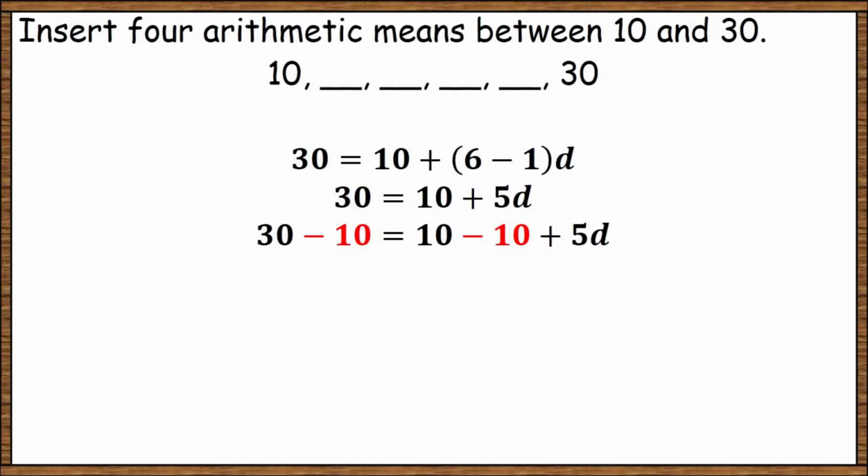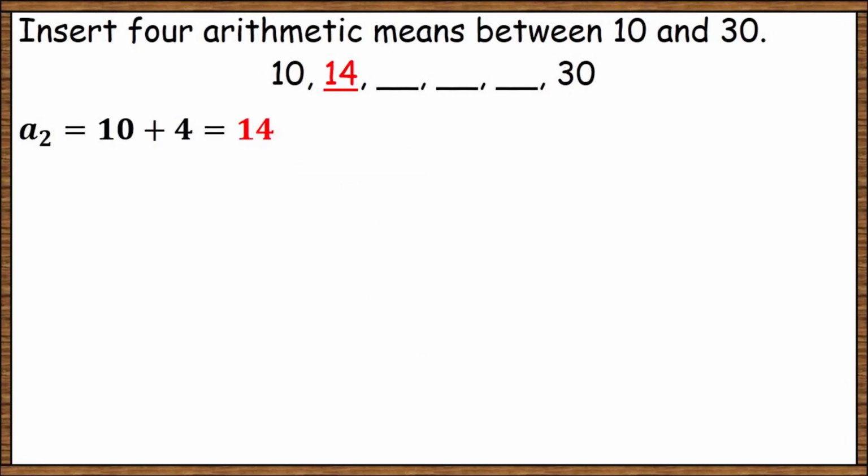Subtract 10 to both sides of the equation. 30 minus 10 is equal to 10 minus 10 plus 5d. 20 is equal to 5d. Divide both sides of the equation by 5 para makuha ang common difference. The common difference is 4. Pwede na natin mabuo ang sequence.